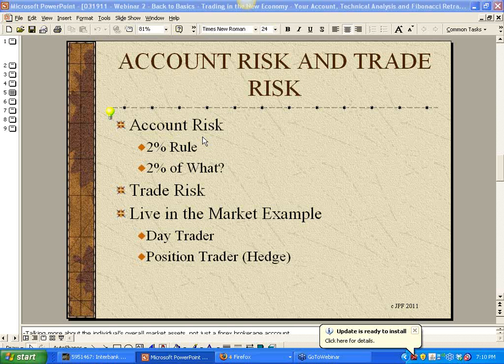So let's say I have that $5,000 account. Well, 2% of that is going to be $100. That's it. All I can lose is $100. So if I put on a standard lot, then I know that basically 1 pip, the smallest increment, is going to be $10. So if I put on one contract, I could lose basically 10 pips, because 10 times 10 is $100. That's it. So it'd be a very short-term intraday trade.